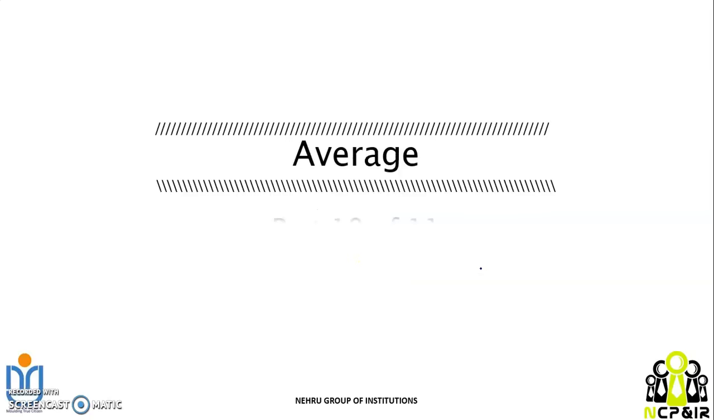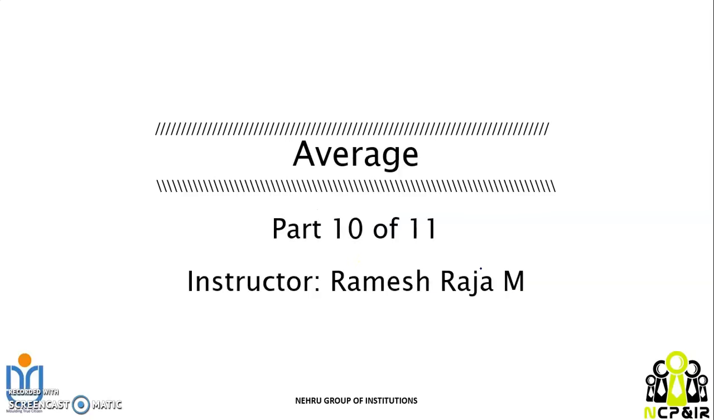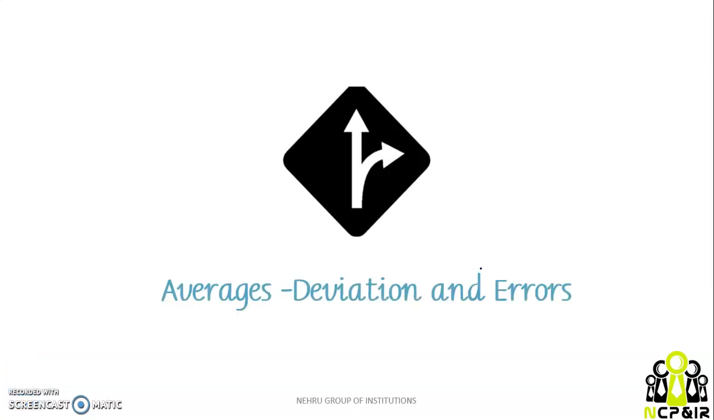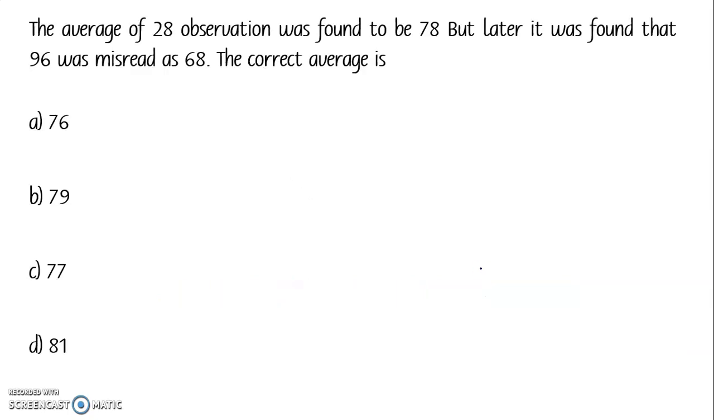In these videos, we are discussing the aptitude topic average. This session consists of 11 parts and this is part 10 of 11. In the previous session, we discussed varying averages. Now we are going to discuss deviations and errors in averages. So let's get started. This is our first problem.